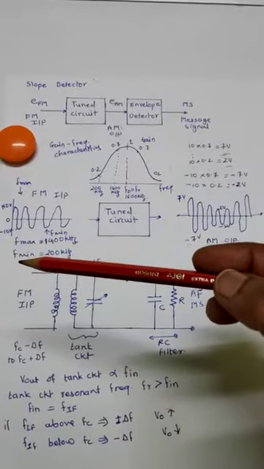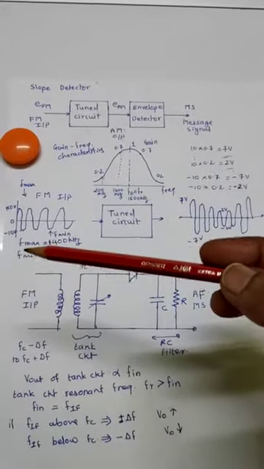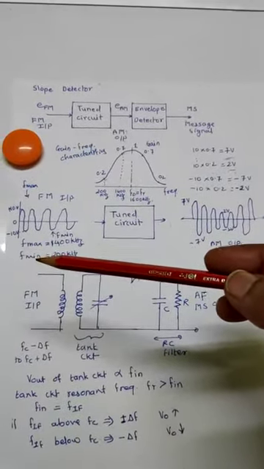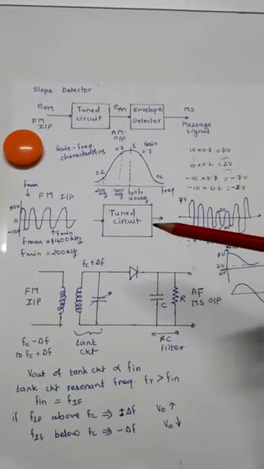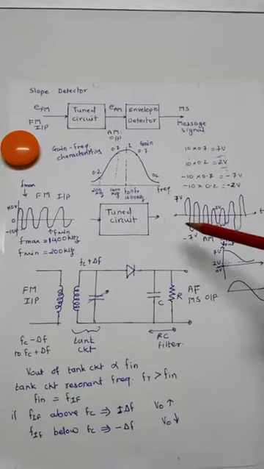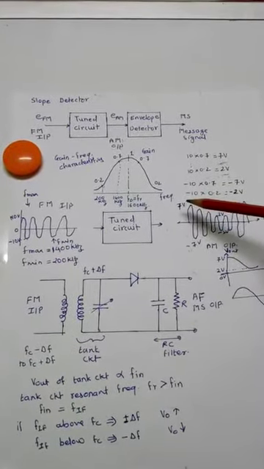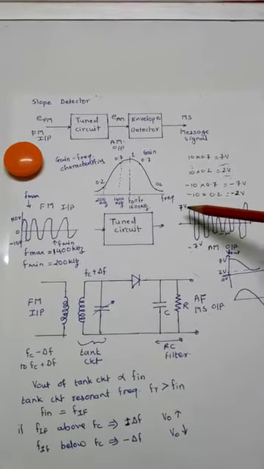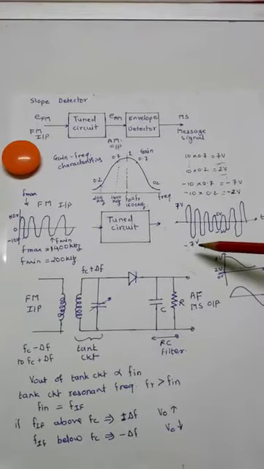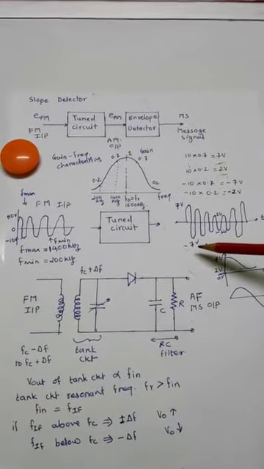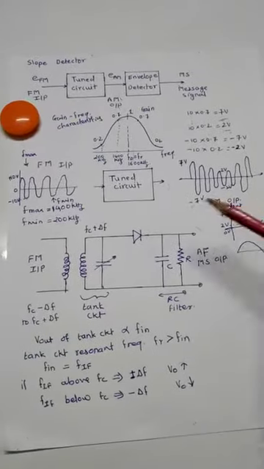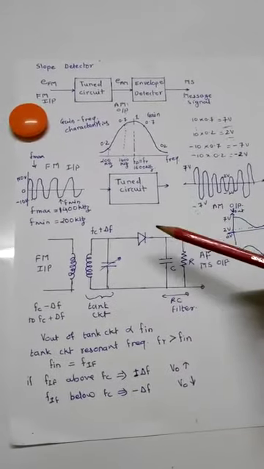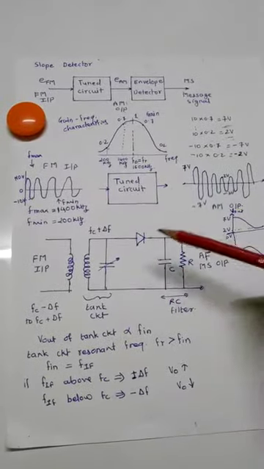Our input frequency varies from F max to F min and F min to F max. Similarly, the output of the tank circuit varies from V0 max, that is 7 volt, to V0 min, that is minus 7 volt, and so on. These amplitude variations are given to the half wave rectifier circuit.